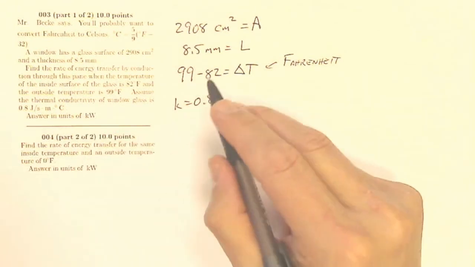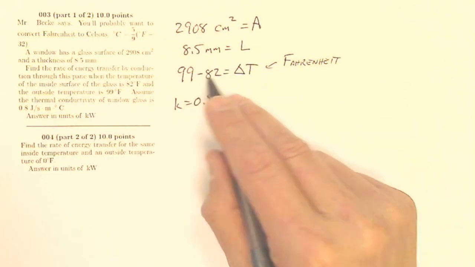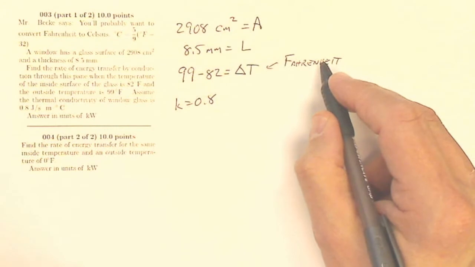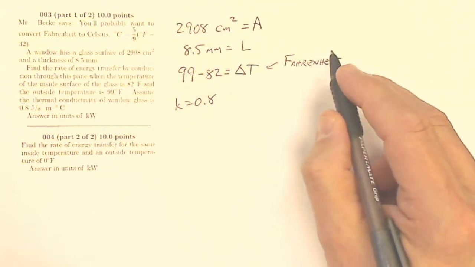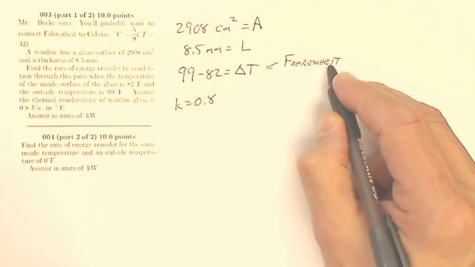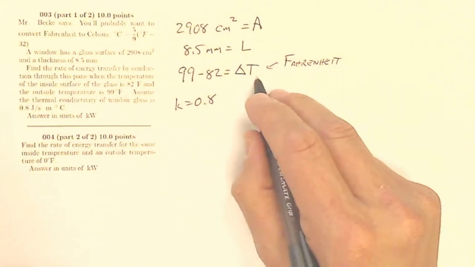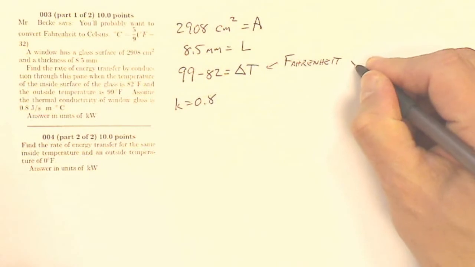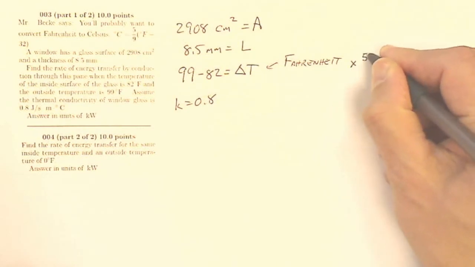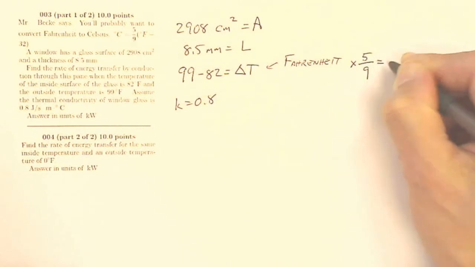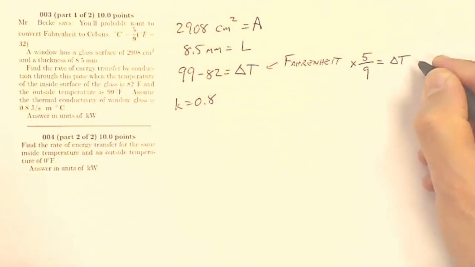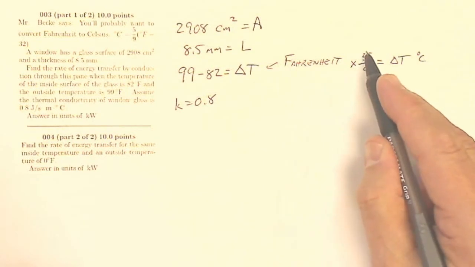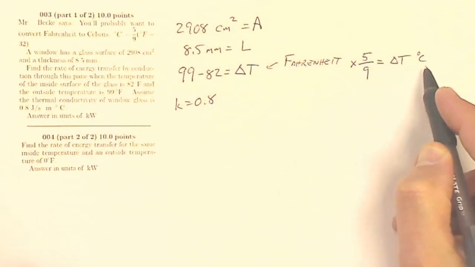So the first thing I need to do is my Fahrenheit. Fahrenheit degrees are 5/9 the size of Celsius degrees. Celsius degrees are bigger. So if I take my delta T in Fahrenheit and do times 5 divided by 9, that's going to give me my delta T in Celsius.